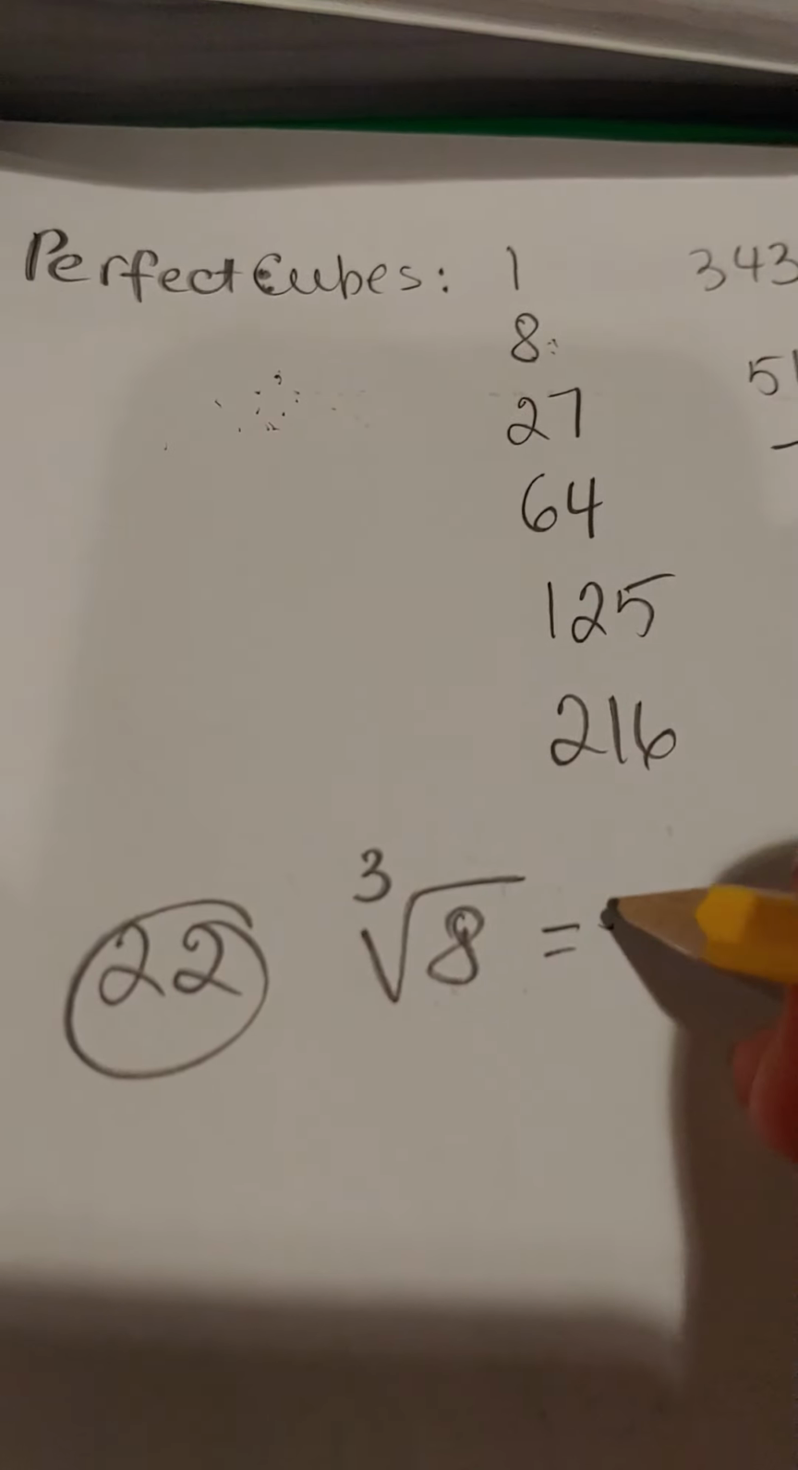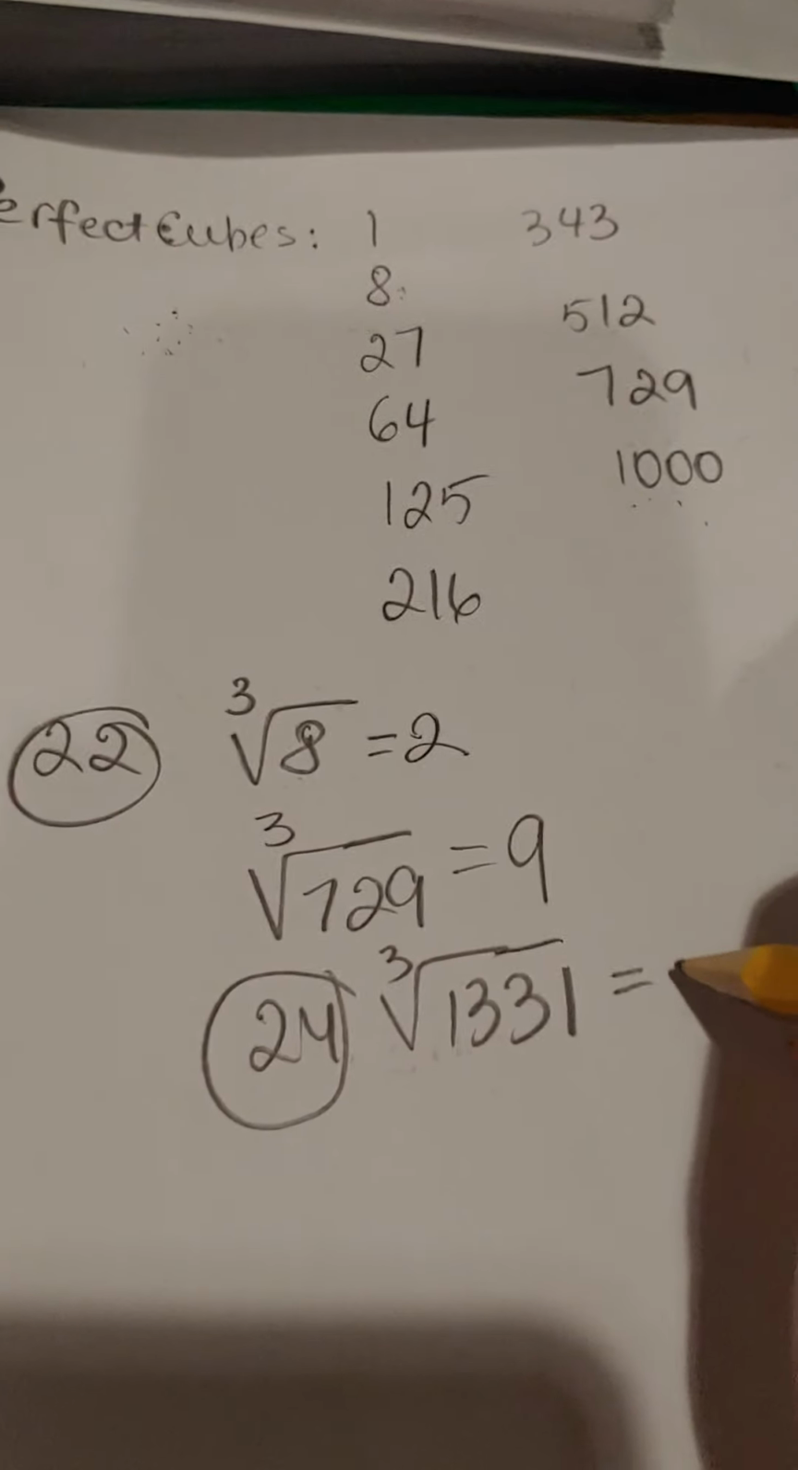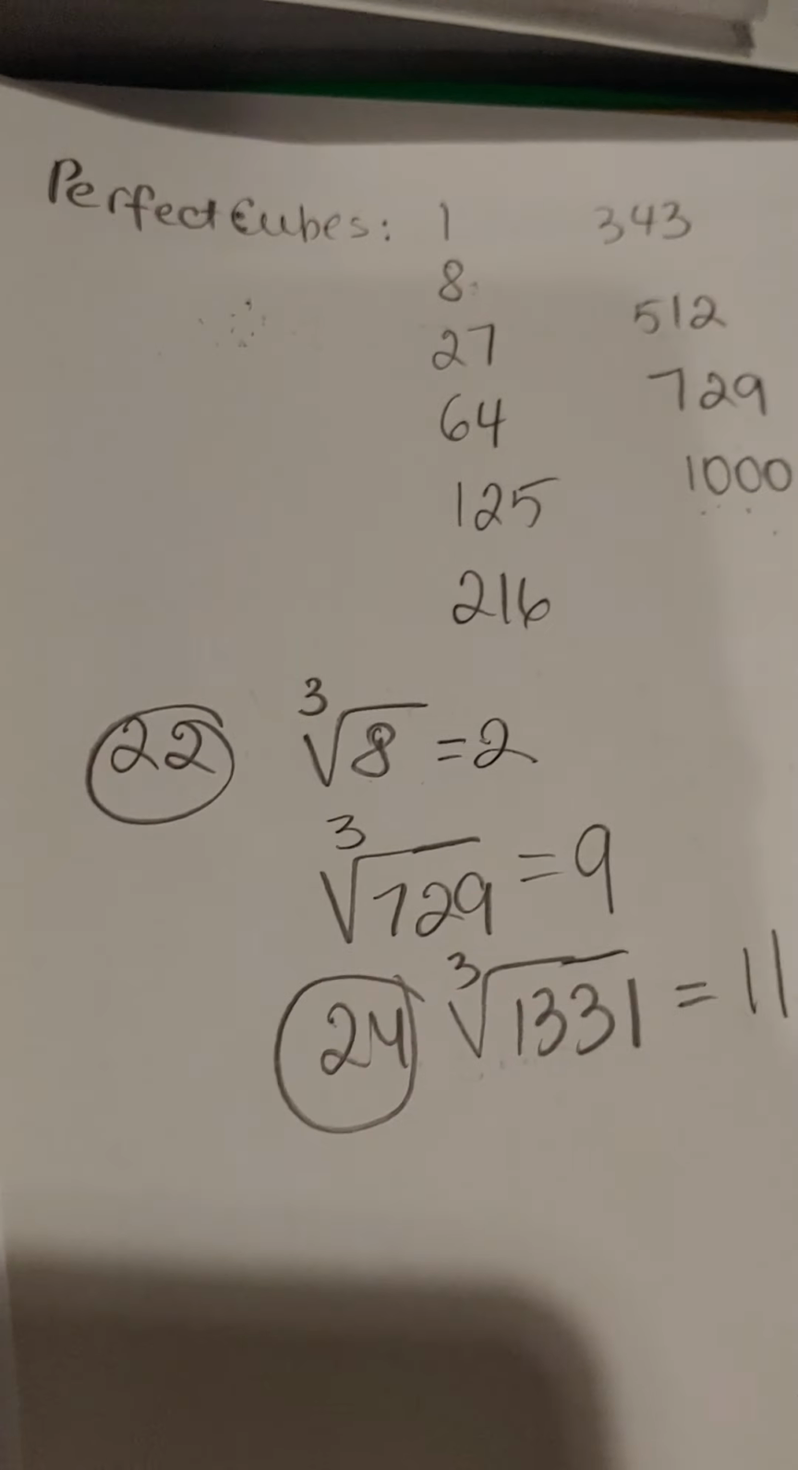So 24. Cube root of 1331. I know it's not on the table, but I have a feeling that this is 11. 11 times 11 times 11, use your calculator, or 11 to the third power is going to give you 1331. So this is your answer.